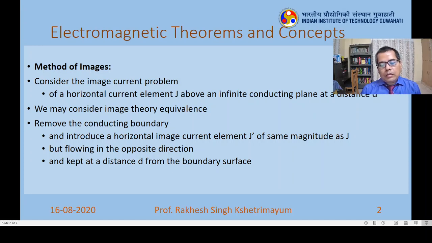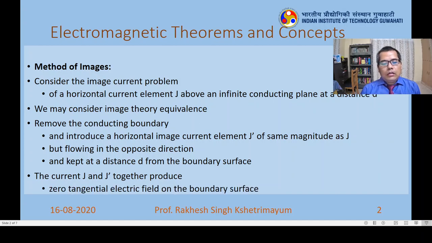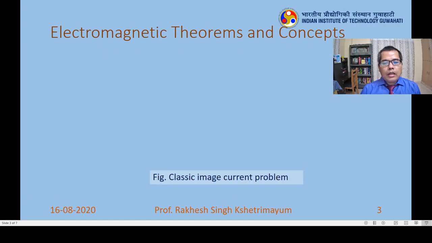So now this boundary condition is satisfied, then from the uniqueness theorem the solution is correct and unique. Because the current J and its image J dash give the 0 tangential electric field on the boundary surface, we have this equivalent problem. So this is basically how the method of images works. We'll discuss this pictorially in the next slide.